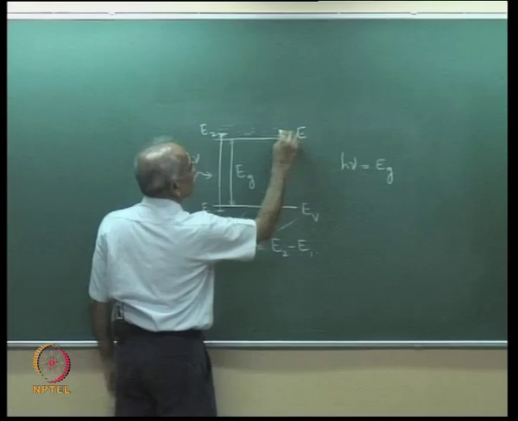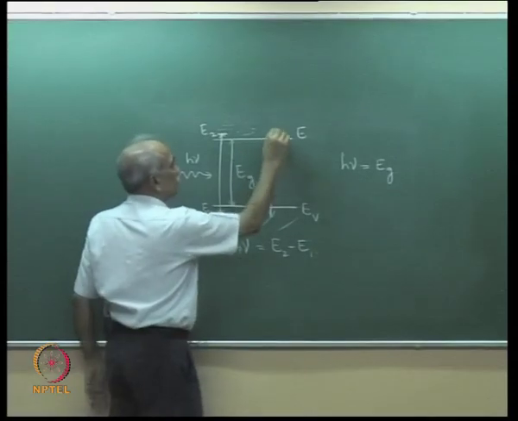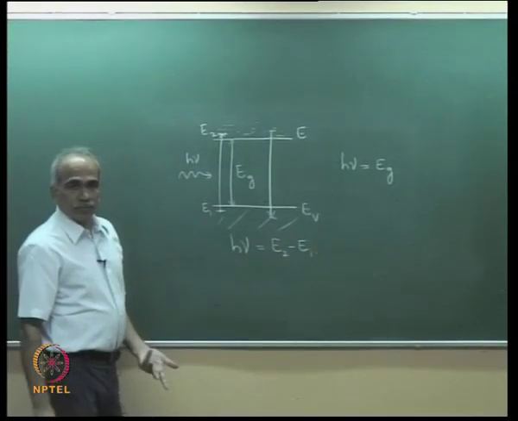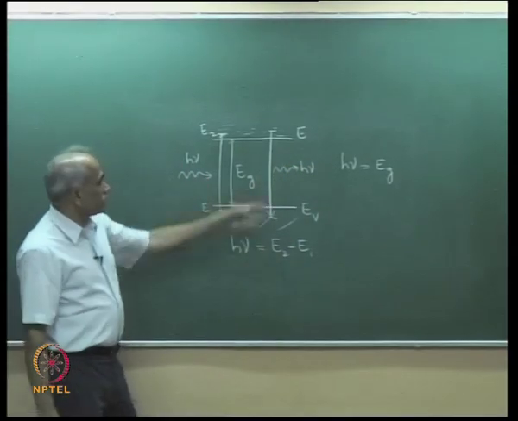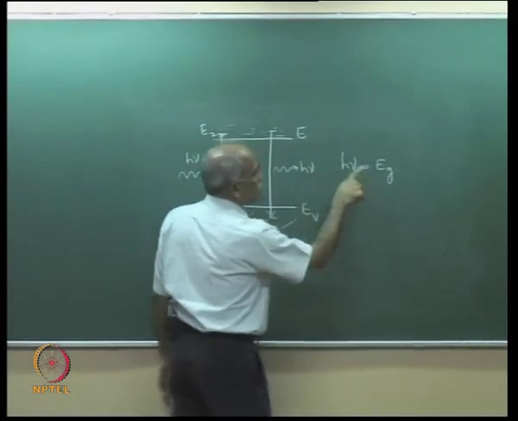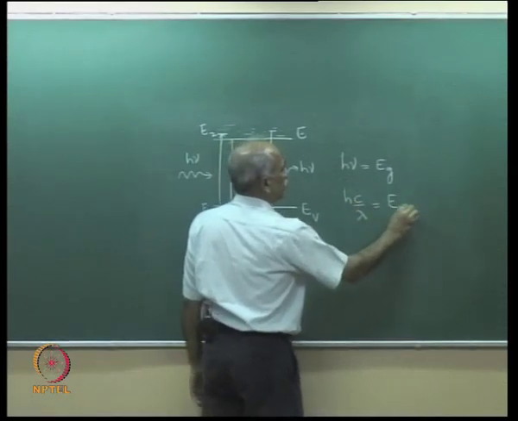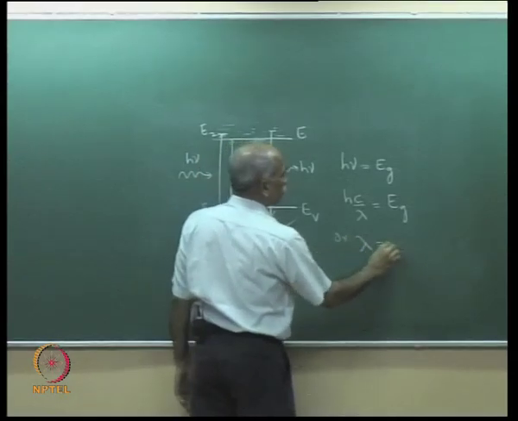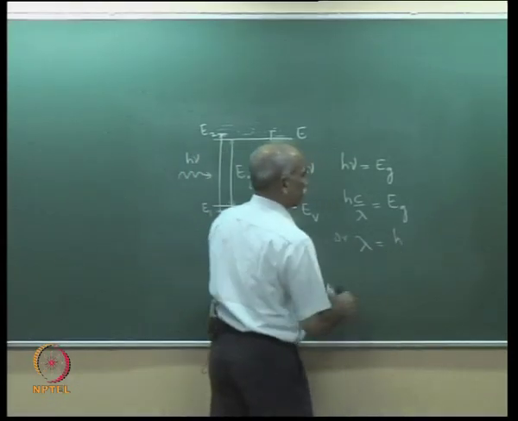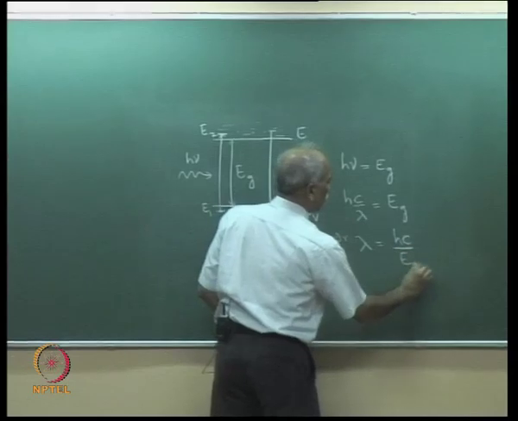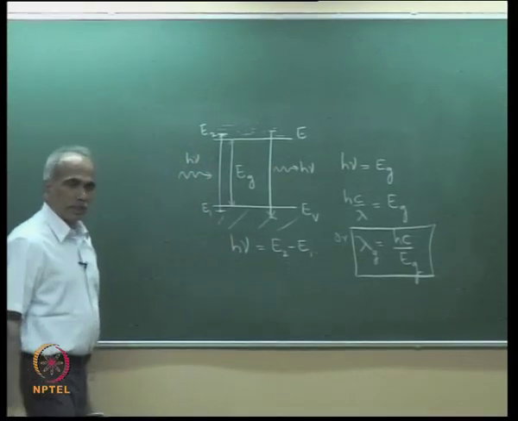Similarly, if there is a large number of electrons here, they could make a downward transition, and the difference in energy will be emitted in the form of a photon. So this emits energy in the form of a photon, and the smallest energy photon will correspond to h nu equal to Eg. If we write this as h c by lambda is equal to Eg, or lambda is equal to hc by Eg, this is called the band gap wavelength. Lambda g is equal to hc by Eg.